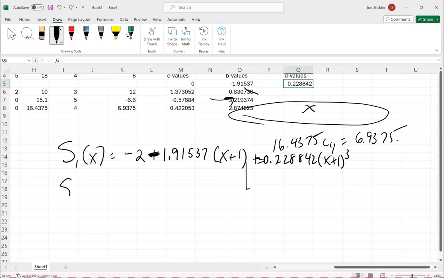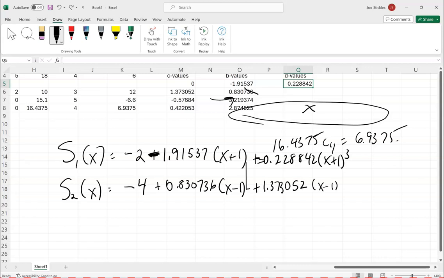The next one, your first y value was -4, and you have powers of x minus 1. So your next one is 0.830736 times x minus 1. Your C value is 1.37052. Oops, 1.373052 times x minus 1 squared. And then I lost my D.